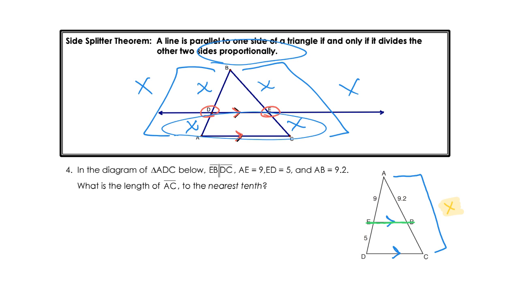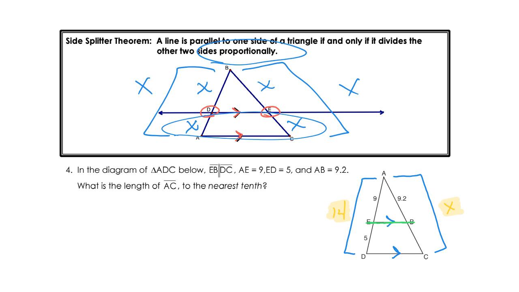And now I have to find something that matches it. And what matches my AC on the right-hand side would be my length here called AD on the left-hand side. And I have to do a little part plus part. 9 plus 5 ends up being 14. And 14 is what's going to correspond to my X.